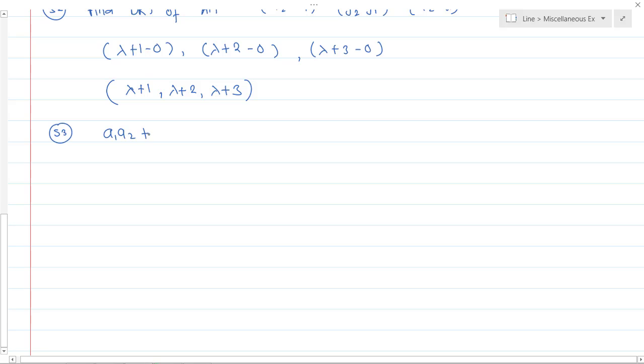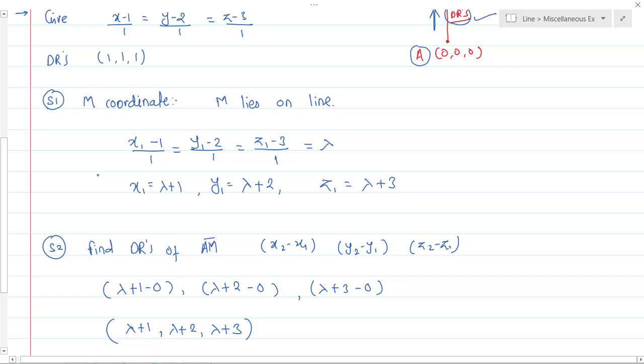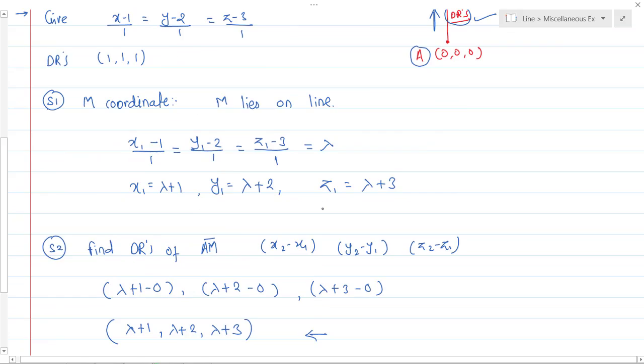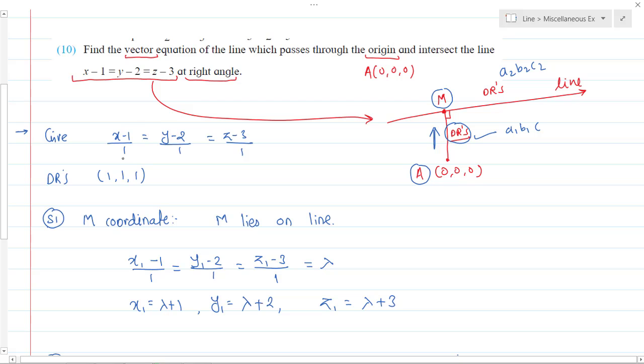a1 a2 plus b1 b2 plus c1 c2 is equal to 0. Okay, perfect. So what to do now? Let's take the values of a1, b1 and c1, and a2, b2, c2, which are nothing but 1, 1, 1. So these are the direction ratios of the line: 1, 1, 1.